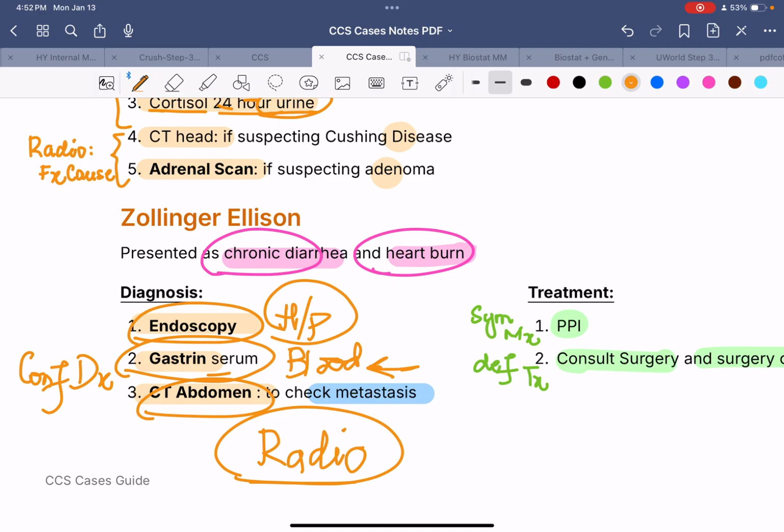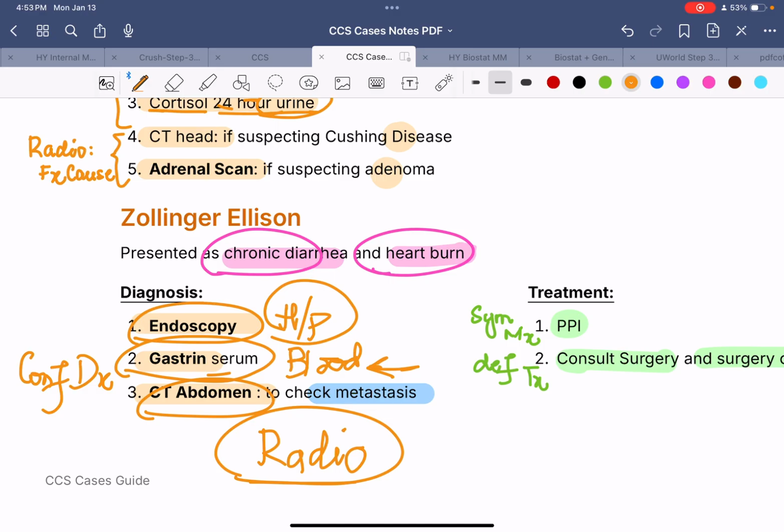For the histopathological diagnosis, you can do an endoscopy, and if the tumor is in the duodenum, you can do a histopathological diagnosis. And then for the radiology, you can do CT abdomen in order to look for mets, right? Next off, you have the treatment. Of course, one can be the symptomatic and one will be the definitive.